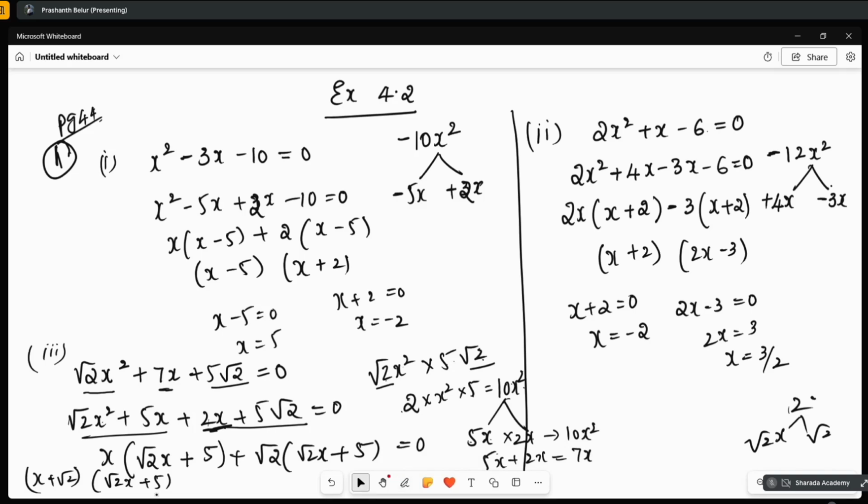Okay. Now, what are the roots I will get? So what are the factors you will get? X plus root 2 is equal to 0, x is equal to minus root 2. Okay, another one. Now root 2x plus 5 is equal to 0. Root 2x is equal to minus 5. X is equal to minus 5 by root 2.